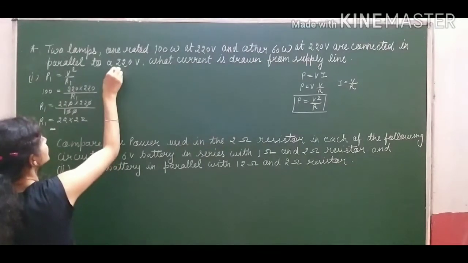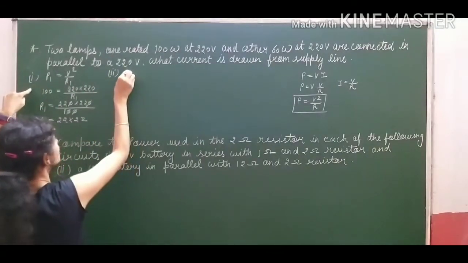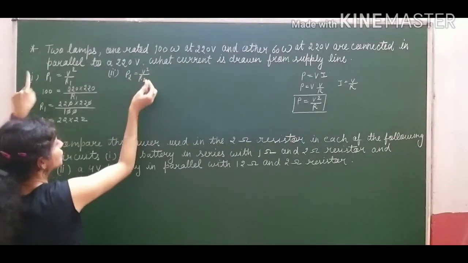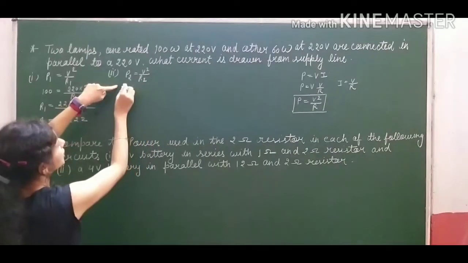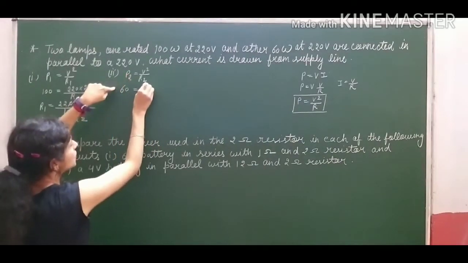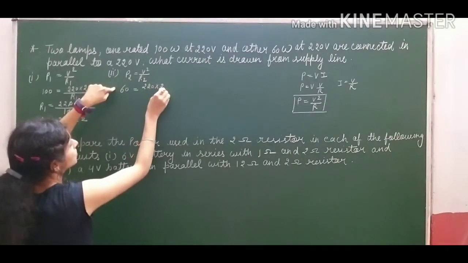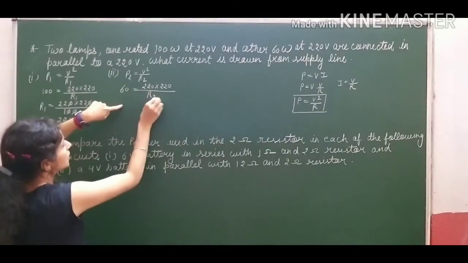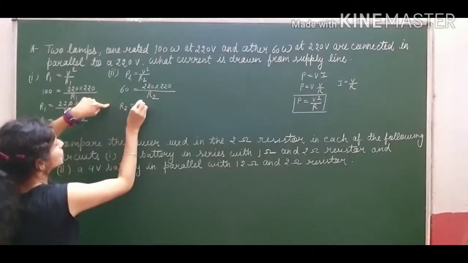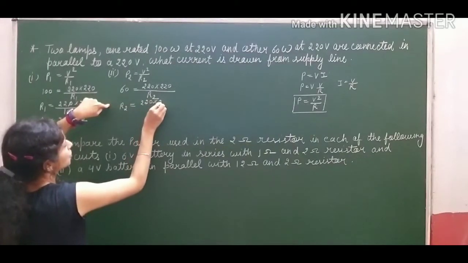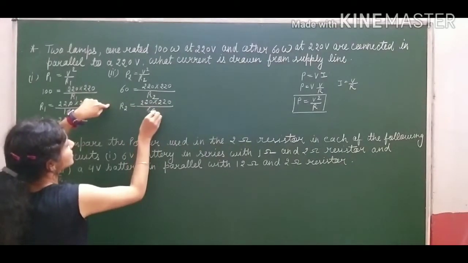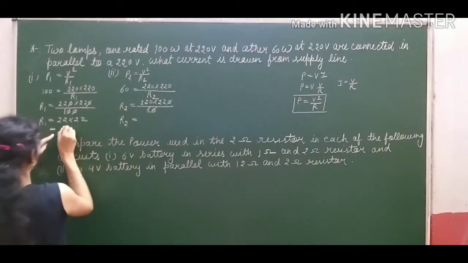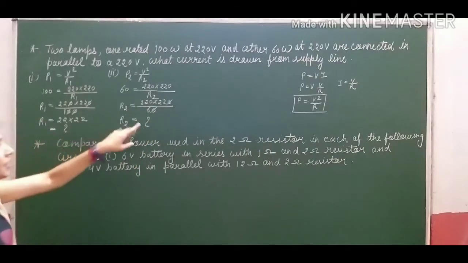If we are using the second lamp, once again you have to use the formula P2 is equal to V square upon R2. In place of P we can put 60 watt, V square is 220 into 220 divided by R, and R we have to calculate. So R2 is equal to 220 into 220 divided by 60. I think this calculation you can do. By multiplying and dividing you will get these two resistances R1 and R2.